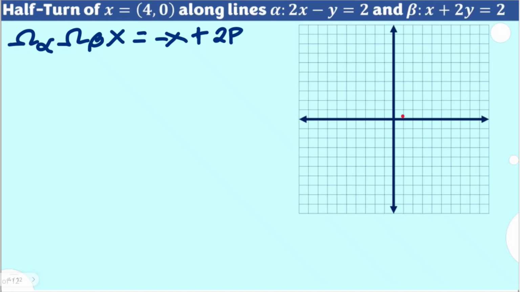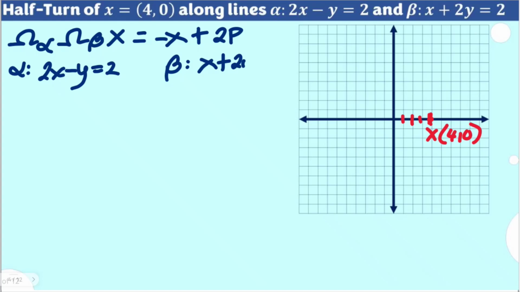So our point x is at (4, 0), somewhere here, assuming that the grid starts at 0. Let's illustrate that so that we can have a checking later on. Allow me to graph lines alpha and beta by determining the intercepts. If you are sure with the process and don't want to see the graphing portion, you may skip the video to the point where the graphing is already done. But in this case, allow me to graph this using intercepts. Then for your beta, you will have x plus 2y equals 2.